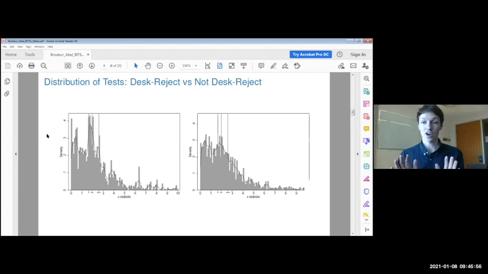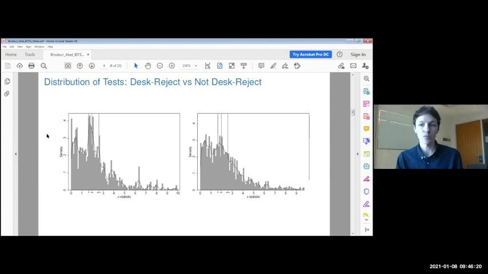So editors are, if anything, making the distribution of test statistics less significant. I'm going to show you later that if you control for the quality of the study by author and article characteristics, you explain a bit of this pattern. So they're sniffing out papers that are arguably of lower quality, and these papers tend to marginally reject the null hypothesis.